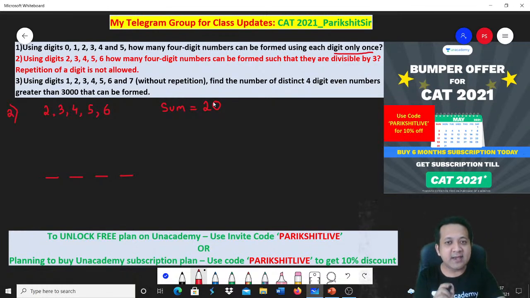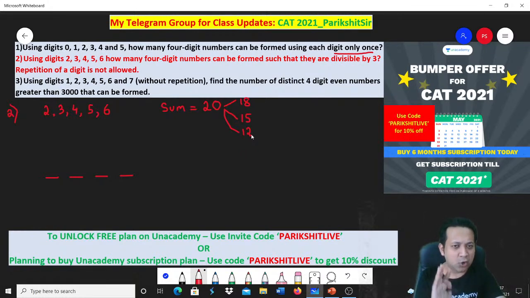Remember, what you are looking at is that they should be divisible by 3. What is the divisibility rule for 3? The divisibility rule for 3 is that the sum of the digits should be divisible by 3. So remember, 20 is not divisible by 3. But the numbers divisible by 3 will be 18 and 15. 18 and 15 are divisible by 3, and for that matter 12 also, 9 also, and so on.